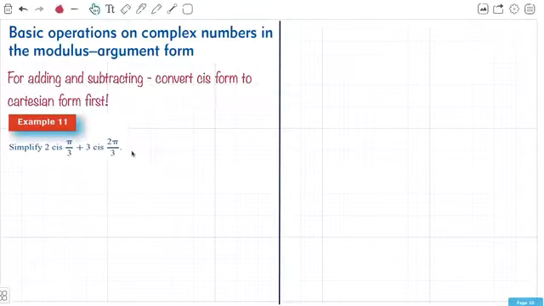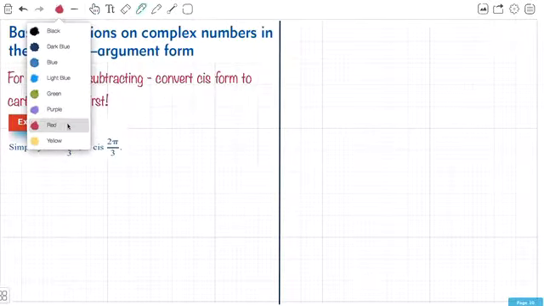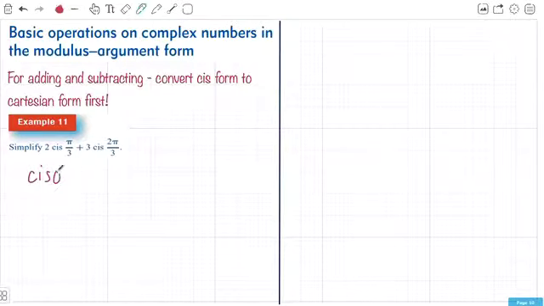There's no easy way to add and subtract complex numbers when they're in cis form. So what you have to do first of all is to convert back to Cartesian form. And remember that when you're talking cis form, you've got cis theta equals cos theta plus i sine theta. So we're going to use that to re-express both of these complex numbers.